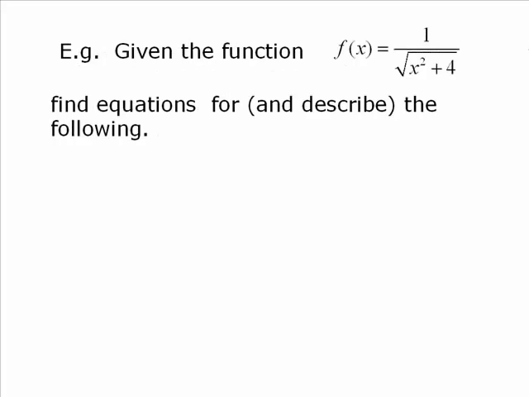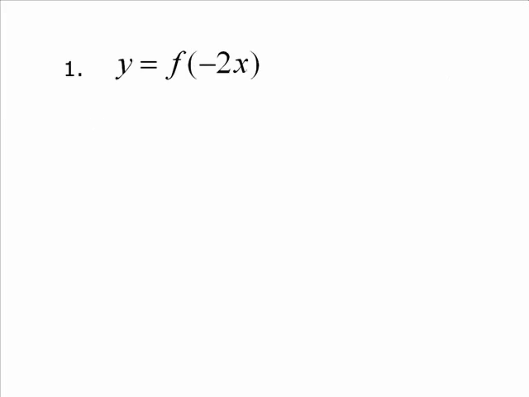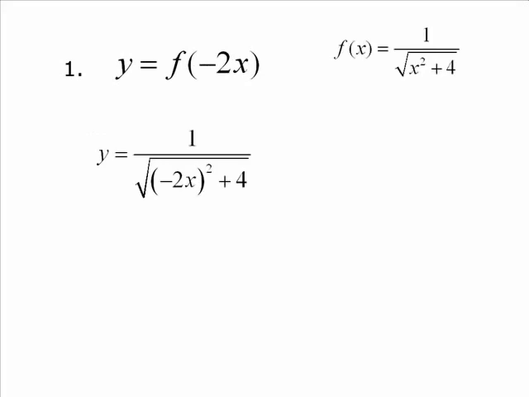Now this is a type of thing where we're working with equations, and we are dealing with kind of what we just covered. Here you're given an unknown function. F at x is equal to 1 over the square root of x squared plus 4. And we want to get equations for and also to describe the following. First one, y is equal to f at negative 2x. So we're plugging it into the function shown at the right. Don't think, replace. Everywhere you see an x, you replace it with negative 2x.